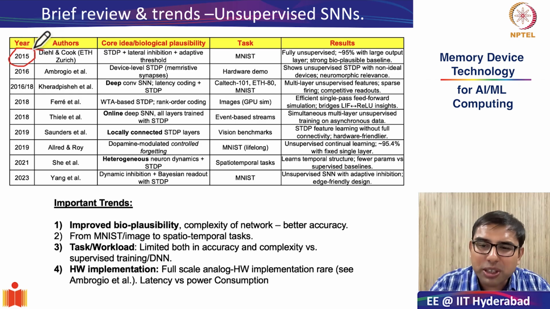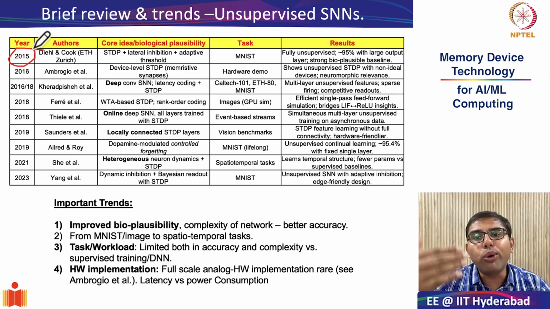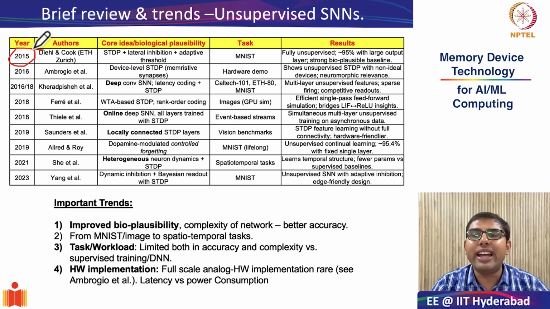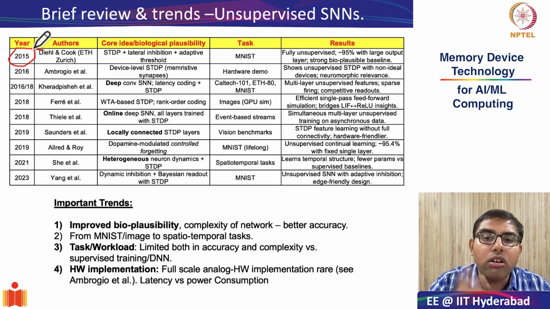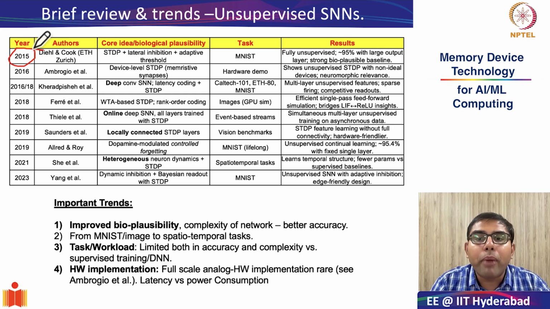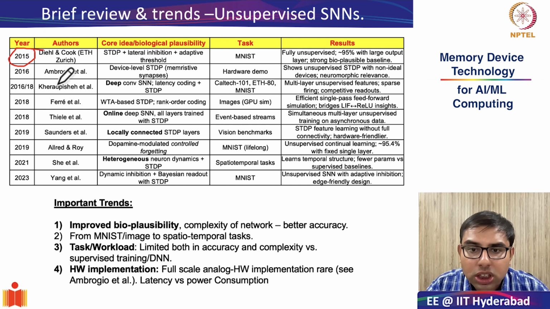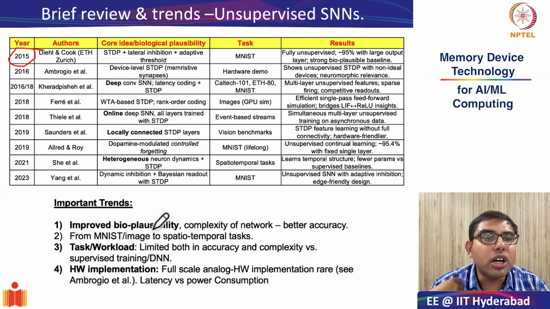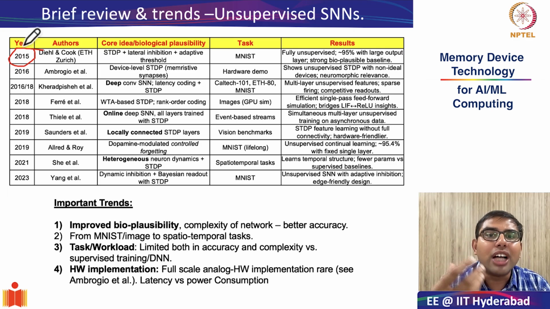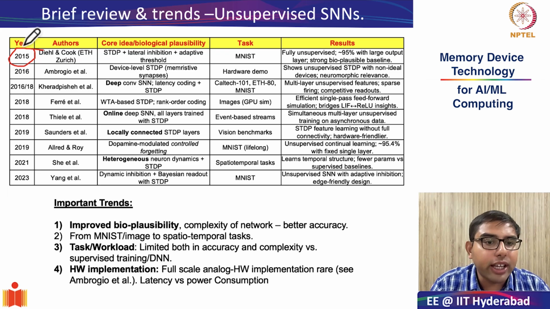Now, it is not possible or necessary to go through all these works in detail, but what we can see is that some very important trends emerge by doing this very quick study on the kinds of unsupervised spiking neural networks. So let us look at what are the important trends that emerge from reviewing the different kinds of unsupervised training in spiking neural networks.